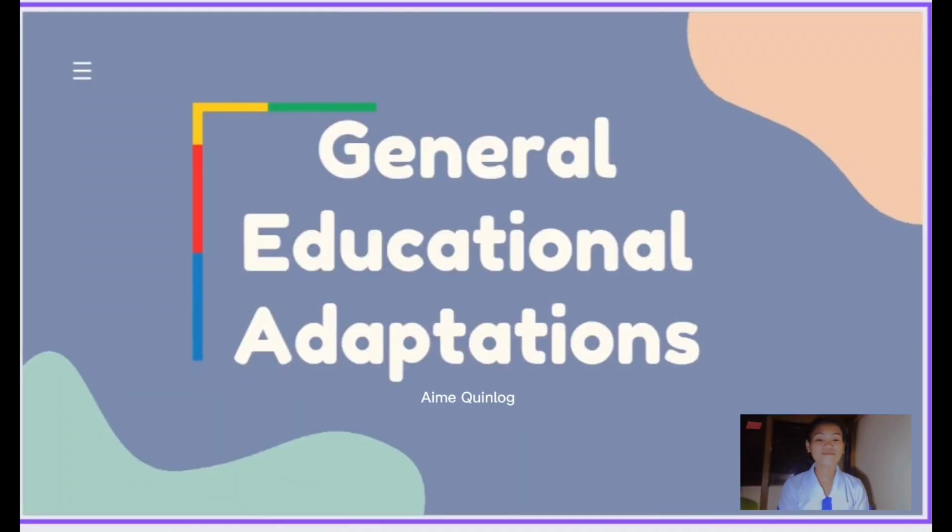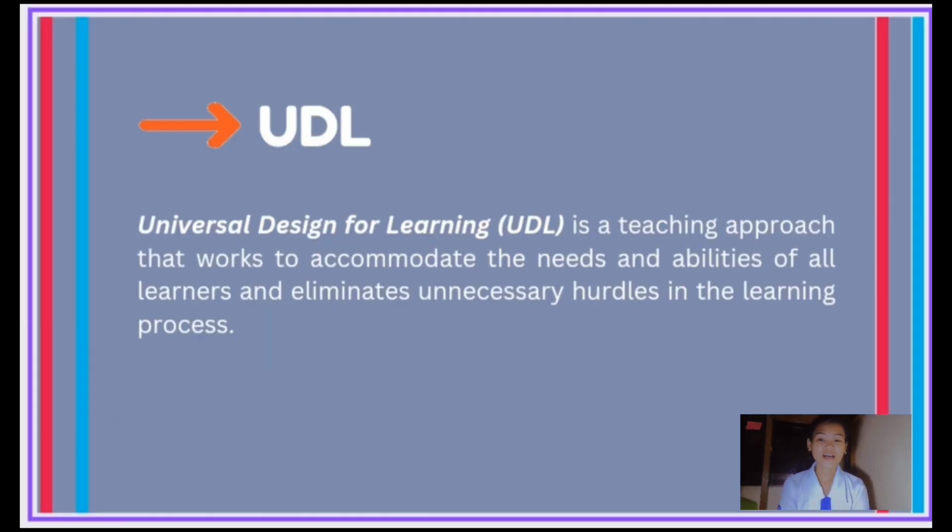So now let us move on to the general educational adaptations. So this includes the UDL. But first let us know what UDL is. So UDL, or the Universal Design for Learning, is a teaching approach that works to accommodate the needs and abilities of all learners and eliminates unnecessary hurdles in the learning process.